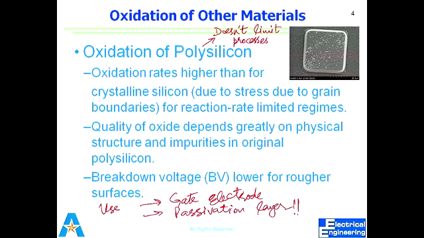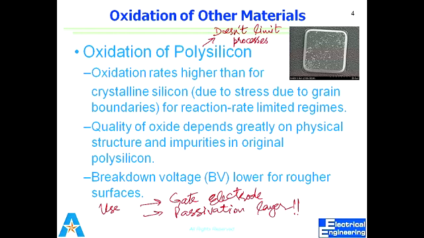But at least you should know that if we have a silicon surface or a polysilicon surface, how the reaction rate would differ from each other. Secondly, the quality of oxide depends greatly on the physical structure and impurities in the original polysilicon. It depends upon the roughness of the surface of polysilicon. If you have a very smooth surface of polysilicon, the quality of the grown oxide would be better as compared to a rough surface.